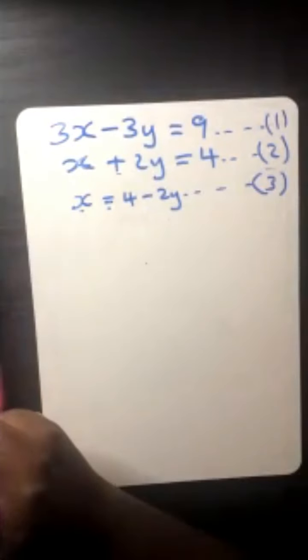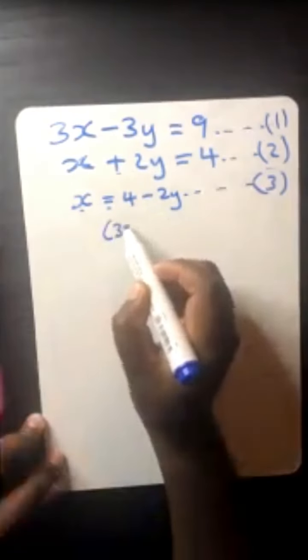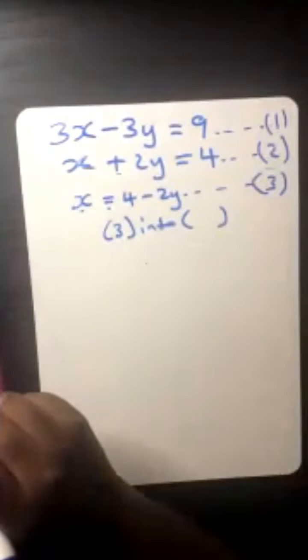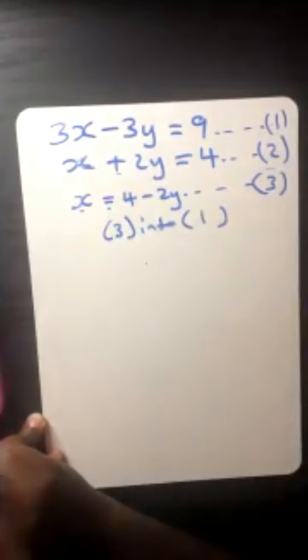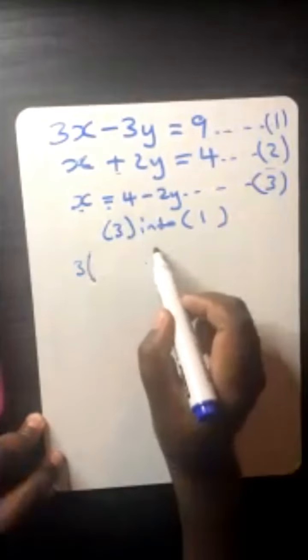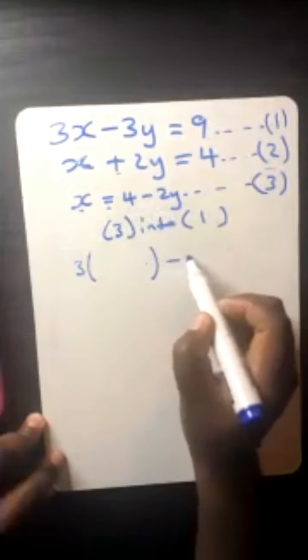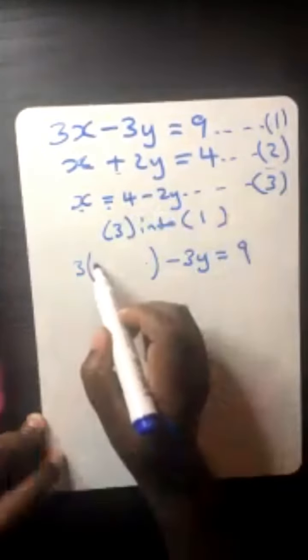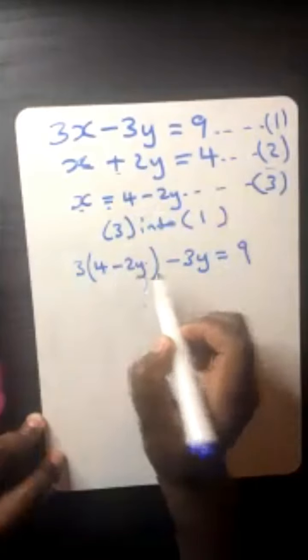So you substitute equation 3 into the other equation. What is the other equation? In this case, the other equation is equation number 1. Why? Because you used equation number 2 to derive equation number 3, so that becomes the other equation. Let's see how it looks when we substitute. We've got a 3, and wherever I see x, I'm going to substitute all of this: 4 minus 2y. Everything else remains as it is.